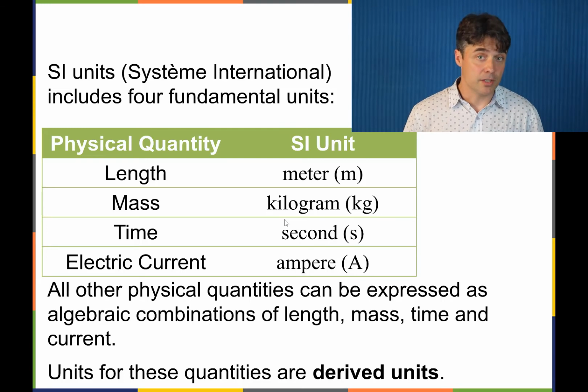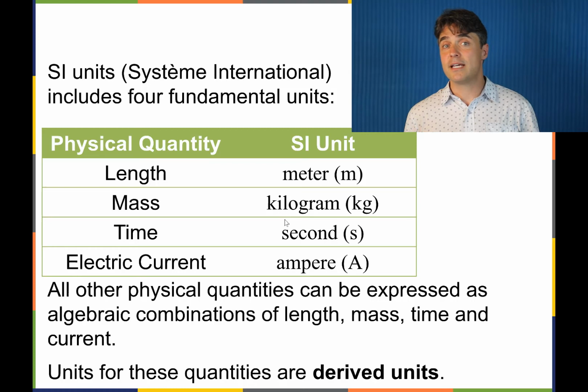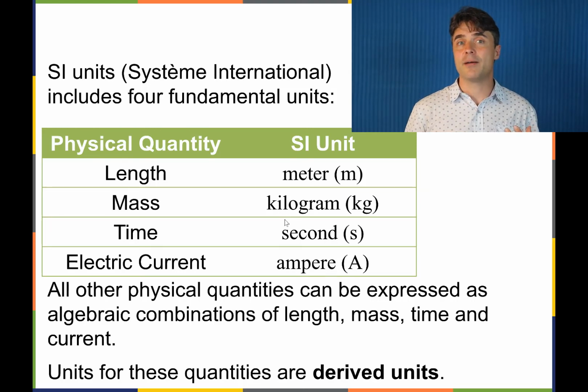These are called derived units. An example would be the unit for speed. Speed is computed by taking a length and dividing it by a time. So, the SI units are meters divided by seconds, or meters per second.